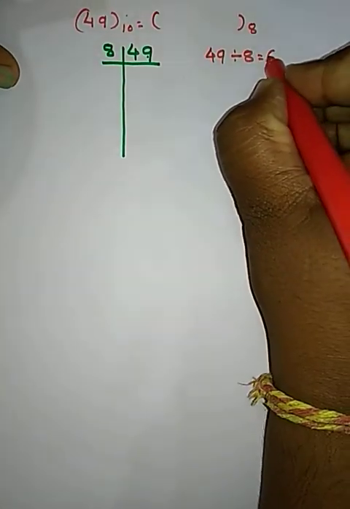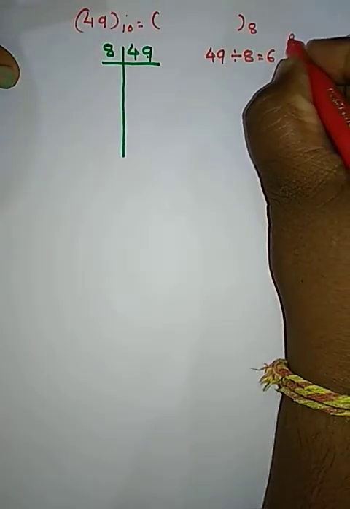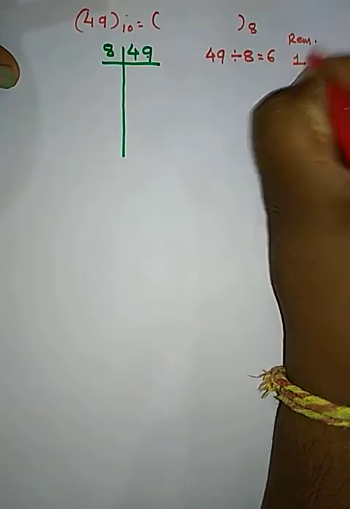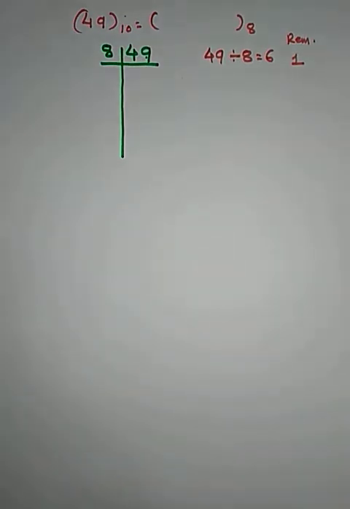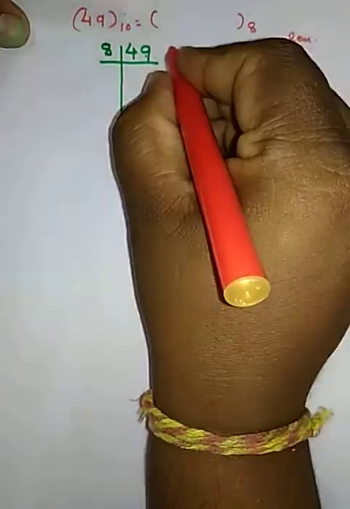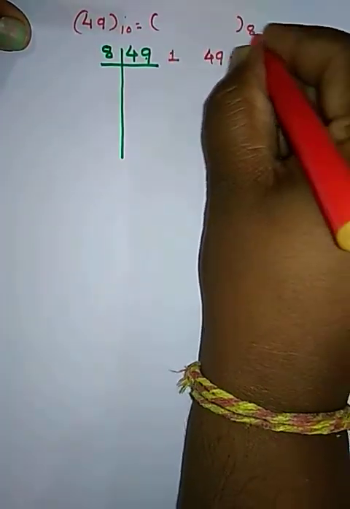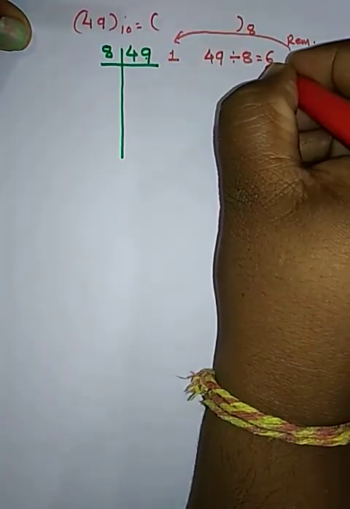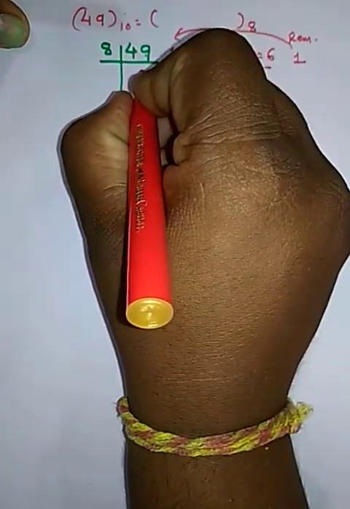What will be the answer? What is the remainder? It's a 1. Okay, this one is to be taken here. We write this 1 here. Now here is a 6, so put here 6.